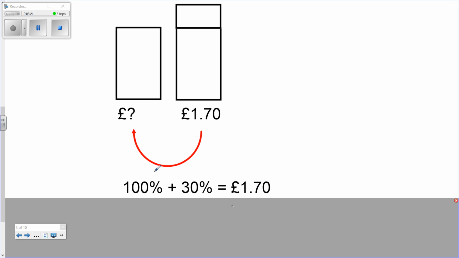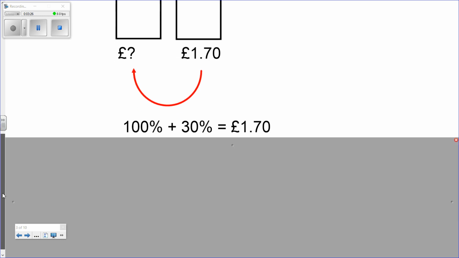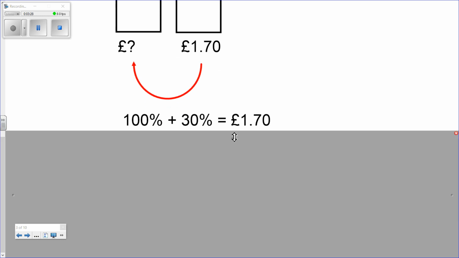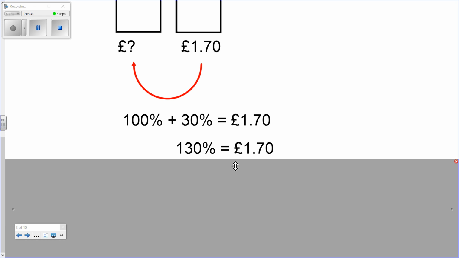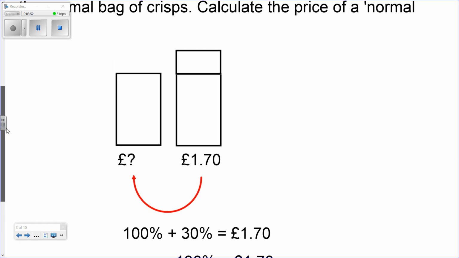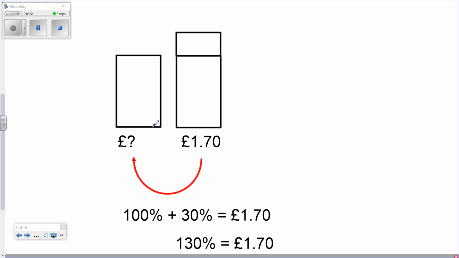So we're modelling this little problem now, just writing it down. Let's simplify or shorten down that left-hand side of working. So that comes to 130%. So we know that 130% comes to £1.70. But what we want to know is, what is the value of this 100% bag? We know that whole bag is £1.70, but we don't know that little bag.